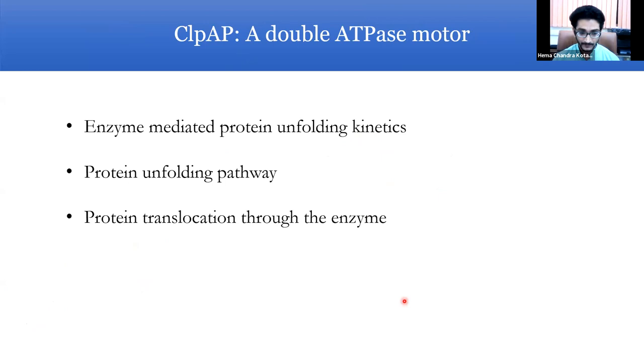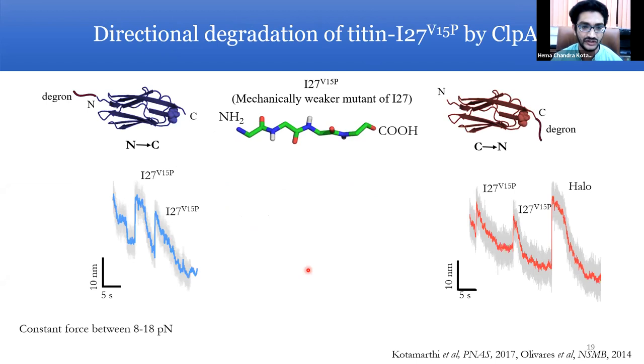Today I'm going to talk about three different questions that I have been trying to address, where computational simulations would have been more useful: enzyme-mediated protein unfolding kinetics, protein unfolding pathway, and protein translocation. Before going into the detailed results, I wanted to introduce you to the system, a protein called I27. We try to understand the unfolding and degradation of this protein by an enzyme, both from its N-terminus and C-terminus.